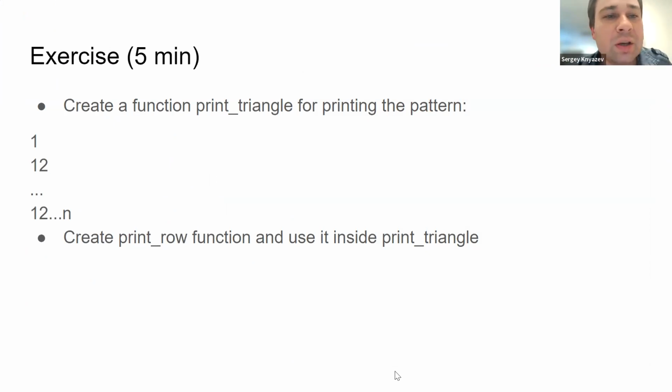Okay. And here's an exercise for you. You need to write a function called print triangle for printing the pattern, and try to solve it with the top-down approach. You see that you need to create n rows, and it may be useful to use this function print row inside the print triangle. Okay, so take your time and start coding.